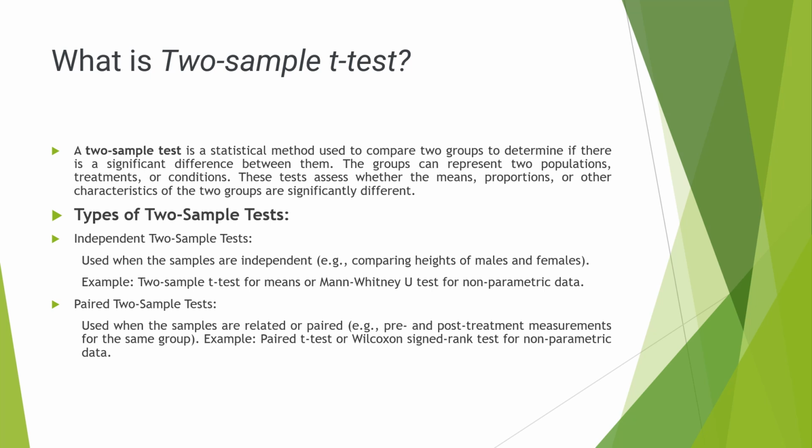Paired two-sample test: used when the samples are related or paired. For example, pre- and post-treatment measurements for the same group. Example: paired t-test or Wilcoxon signed-rank test for non-parametric data.